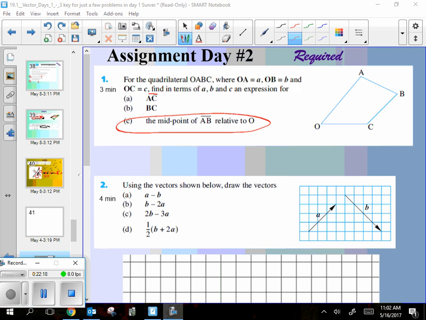I'd like you to put the little vector arrows over them just to make sure you get what's asking. They're asking for AC. But they say OA is A. That means this to this is little a. OB is little b. There we go. And OC is little c. It says that all in the directions right up in here. Okay. So now we've got a, little b, and little c.